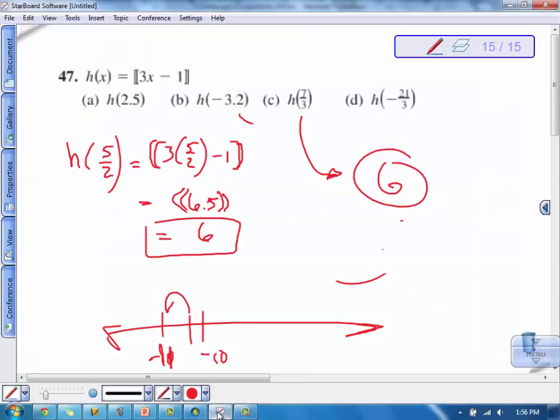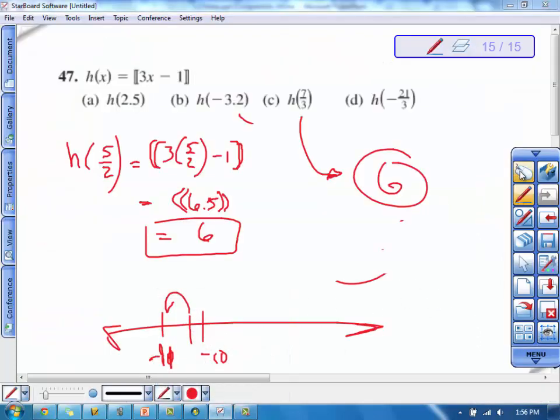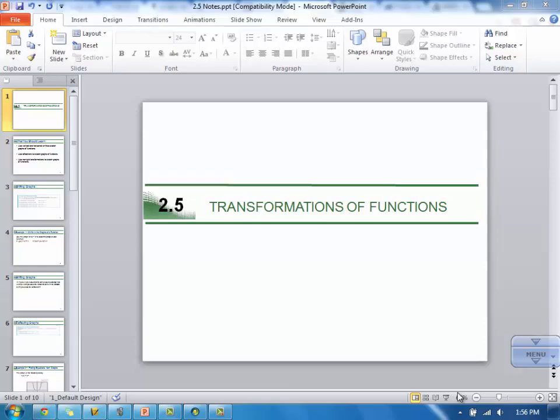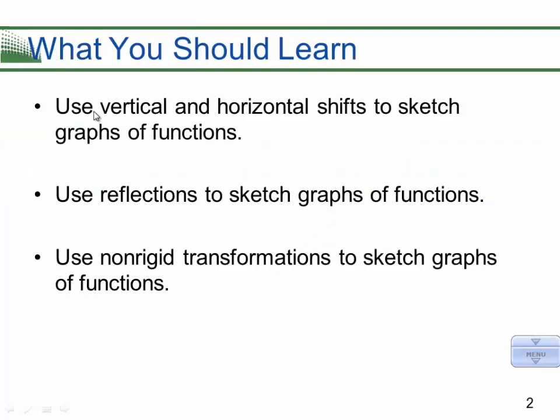All right, we're going to transform functions today. So we're going to take different functions and shift them up, down, left, right. Here's our learning goal for today: to use vertical and horizontal shifts to sketch graphs of functions. We're also going to use reflections and transformations, like scale changes, stretches, and shrinks.